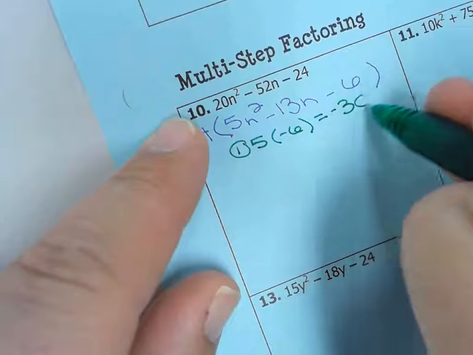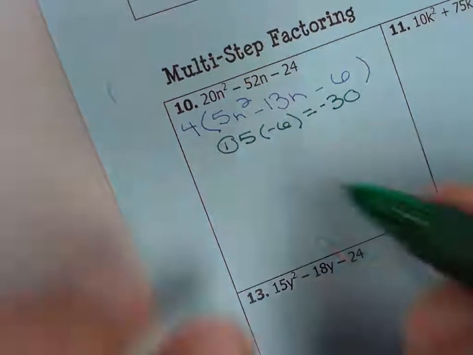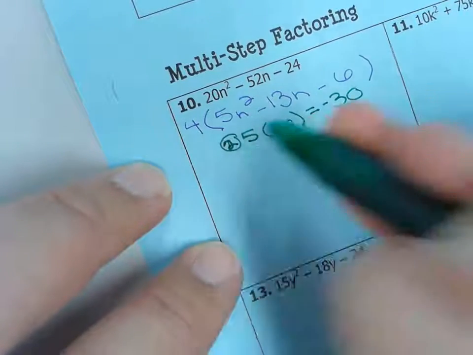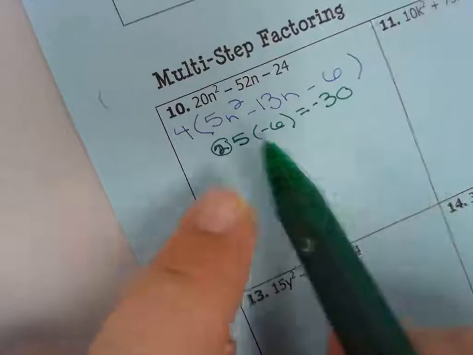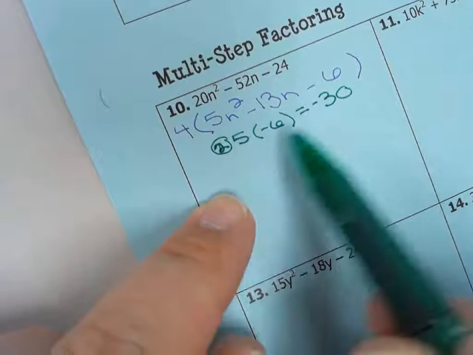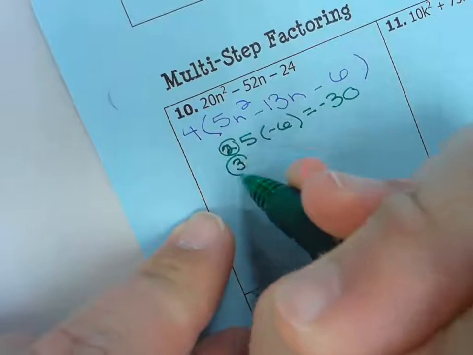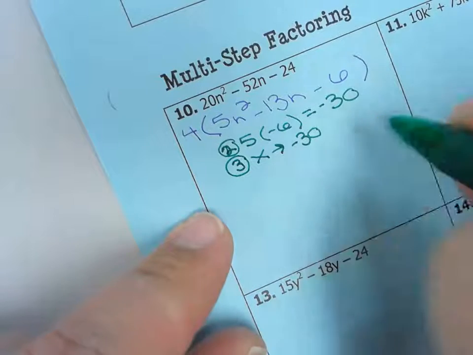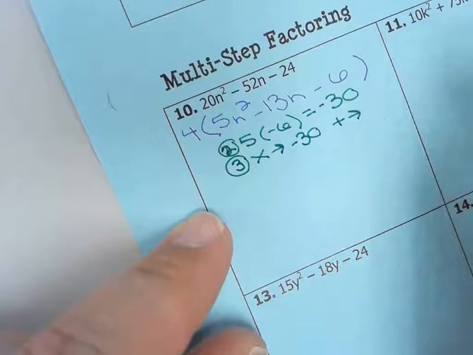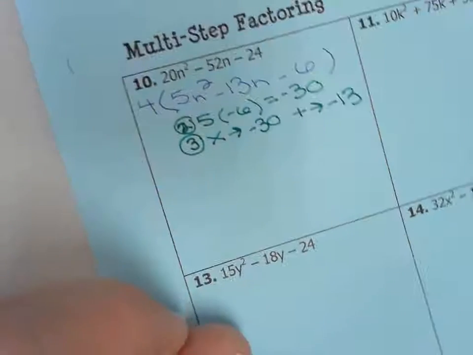Some of you asked yesterday, do I need to show all the steps? You do not. This is actually step 2. You do not have to show all these steps, but in your notes, I want them to be there so you see what I'm actually doing. So you take the first times the last, 5 times negative 6, negative 30. Third step, I need to find 2 numbers that multiply to give me the number I just found, negative 30, and add to give me negative 13, the middle number. Don't forget your negative in front.